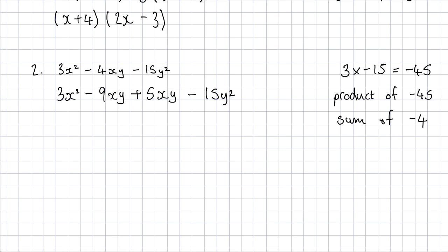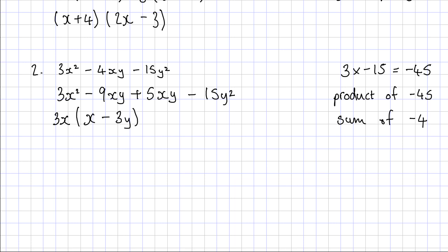Again, notice that I haven't changed anything. I have 3x squared and 3x squared. Minus 9xy, add 5xy, that gives me the minus 4xy. And the minus 15y squared, I have it here. Again, I'm going to factorize these separately. So I'm going to factorize these two and then these two. The highest common factor of 3x squared and minus 9xy is 3x. So 3x comes here. What I have left is x minus 3y.